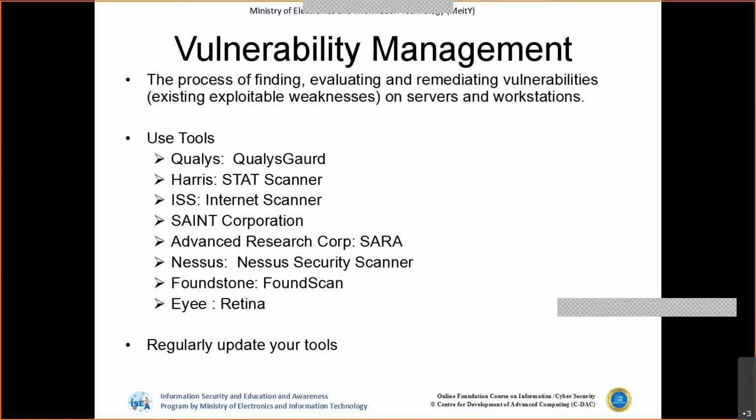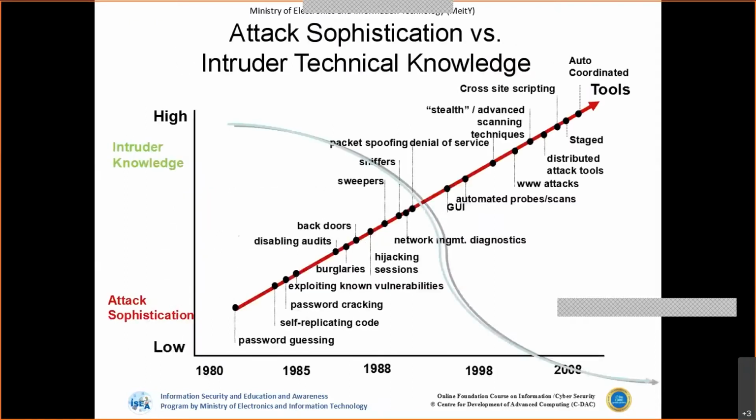We have internet scanners, so we have Retina. There are a lot of commercial ones, and we have OpenVAS as the open source vulnerability scanner. So there are a lot of vulnerability scanners available. And the most important thing with any tool is to regularly update it, so that the patches, scripts or rules are updated with respect to the new vulnerabilities that are found. Okay, so this is how the sophistication has developed with respect to the intrusion technique.